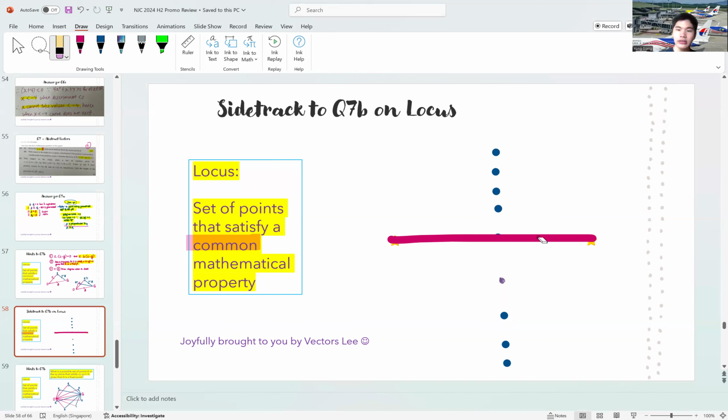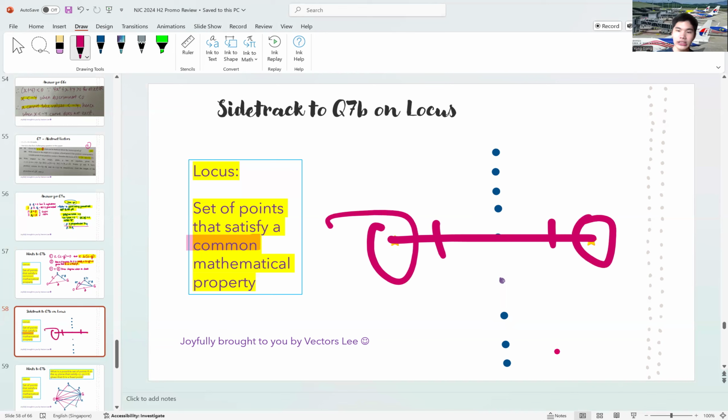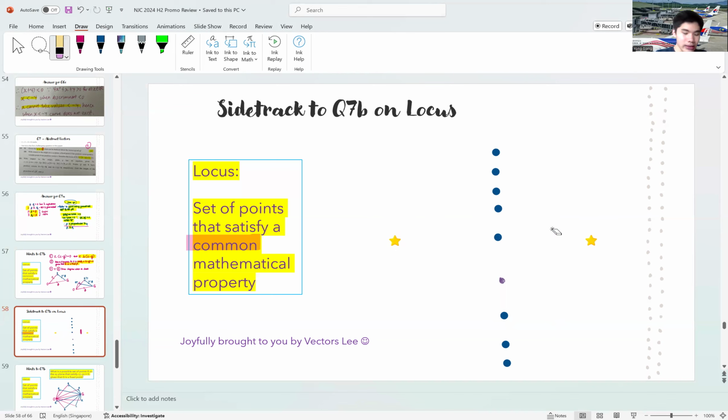Please remember your secondary school maths. I say again, bisect means cut these two distances into half. That is the reason why I use the word equidistant. It is equidistant from these two stars. So what is the locus of the points that are equidistant from these two stars? The locus is the perpendicular bisector.